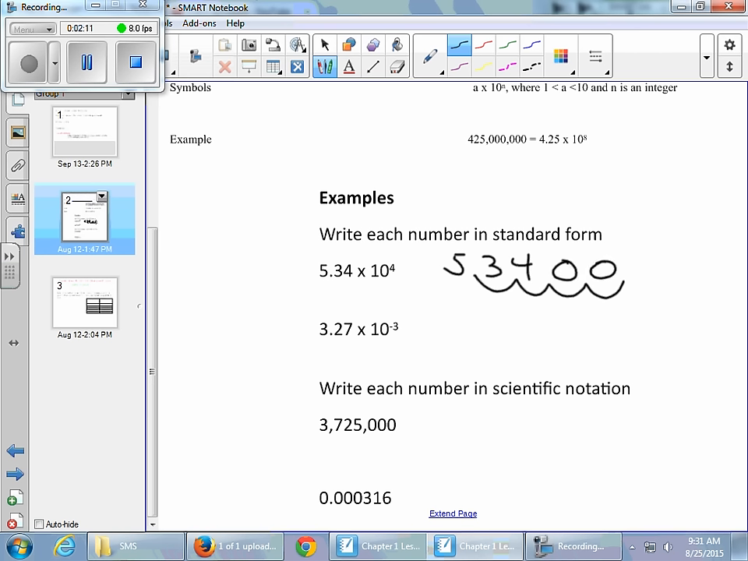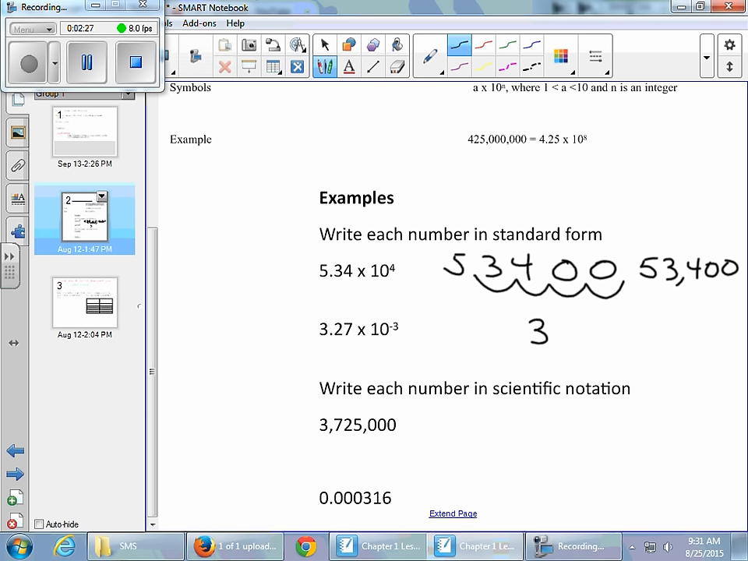If we're going to rewrite it, it'll be 53,400. That's all there is to it. Okay, let's take a look at the next number: 3.27 times 10 to the negative 3.